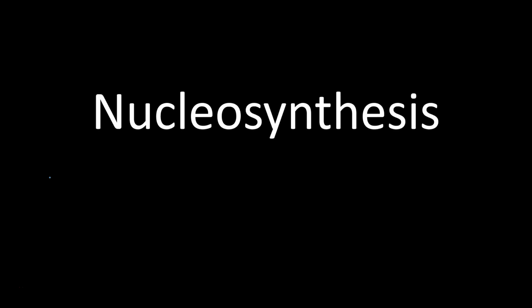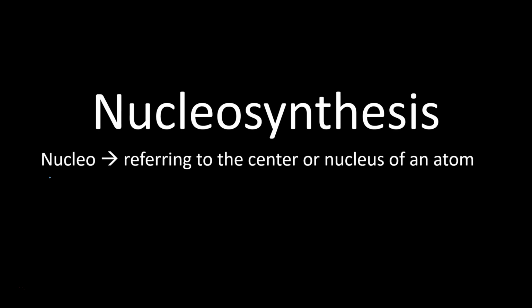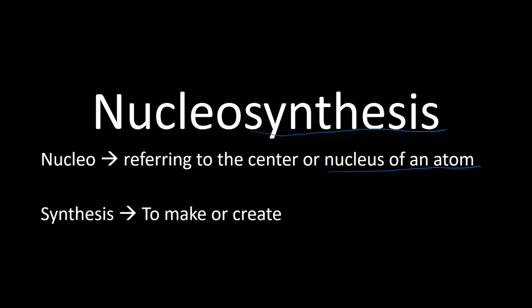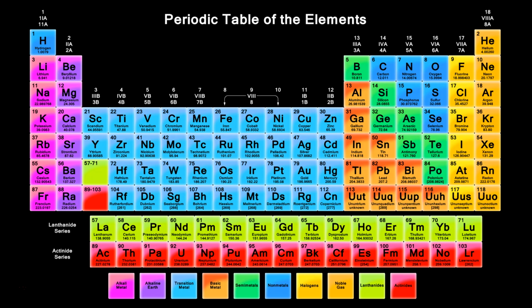So nucleosynthesis is broken down into two parts. We have the first part, nucleo, which is referring to the center of an atom. Okay. The next part of this word is synthesis, and that suffix synthesis means to make or create. So in nucleosynthesis, we are going to make new nuclei in atoms, okay? In nucleosynthesis, we're going to create new nuclei in the center of an atom.